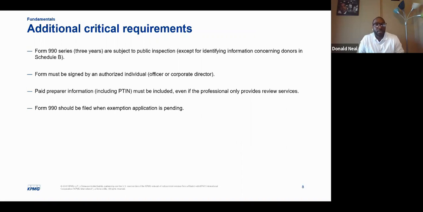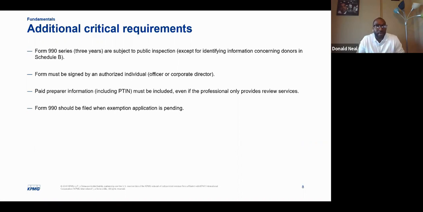Additional critical requirements. The Form 990 series, 3 years are subject to public inspection. So remember that you always have to keep that public inspection 990 available. If someone comes to ask for it, or if you get a request through email, you have to have it readily available to provide to the individual that is requesting it. Now, in regards to certain information about your donors under Schedule B, you can have that page be blank so you don't have to show who your donors are.